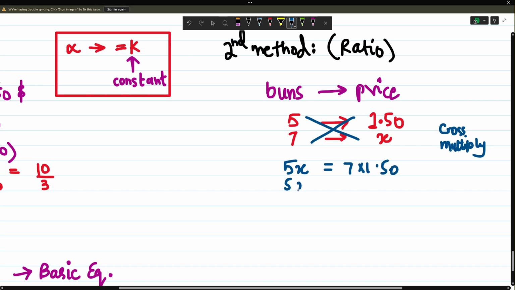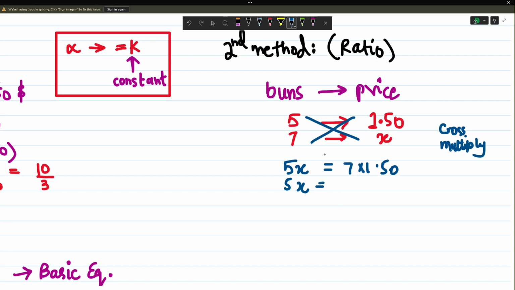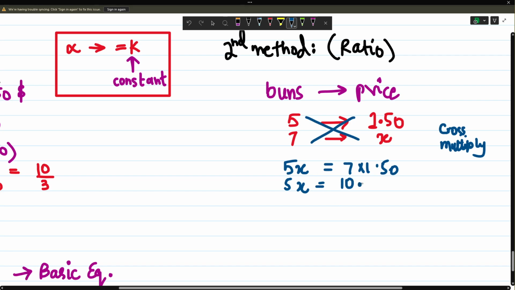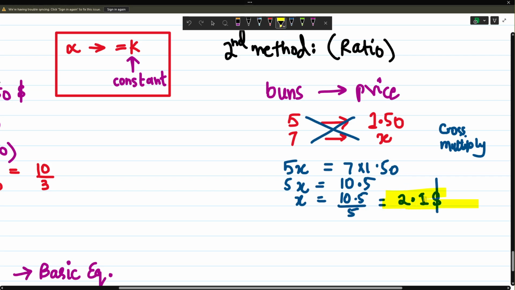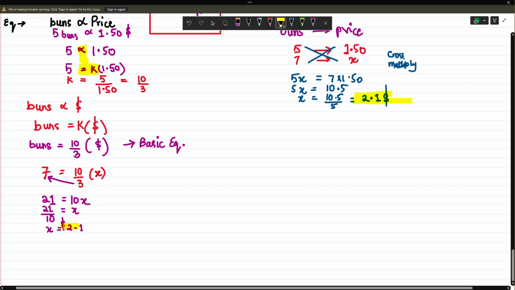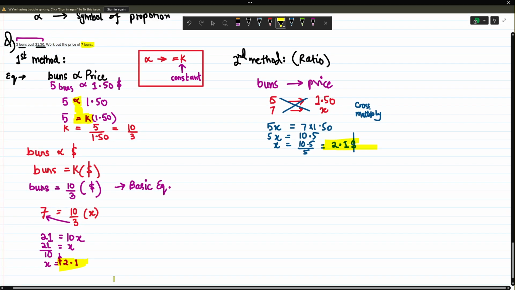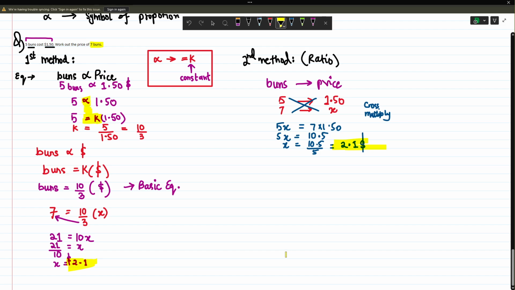So this will become 5x equals to 10.5, and x equals to 10.5 divided by 5, which is 5 2s are 10, 5 1s are 5. So $2.1. As you can see, we get the same answer with this method or using this method. So is this clear? This is how you are going to attempt direct proportion questions, right?